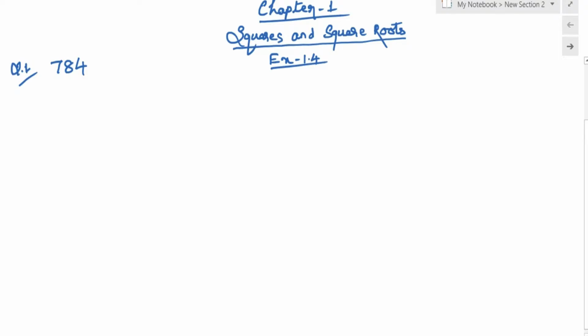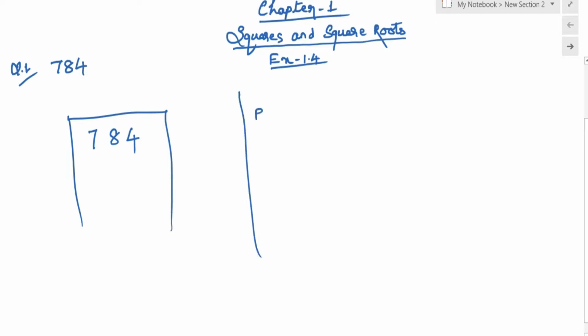Today we are going to study chapter number 1, squares and square roots. Exercise 1.4. Now we need to find the square root of the given number. How can we find it? Suppose I tell you about the long division method. First of all, we need to make a box and write down the number which is given over here. And then make a rough work over here.